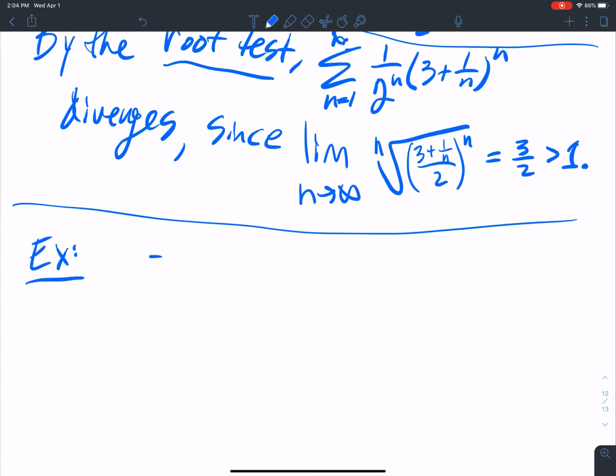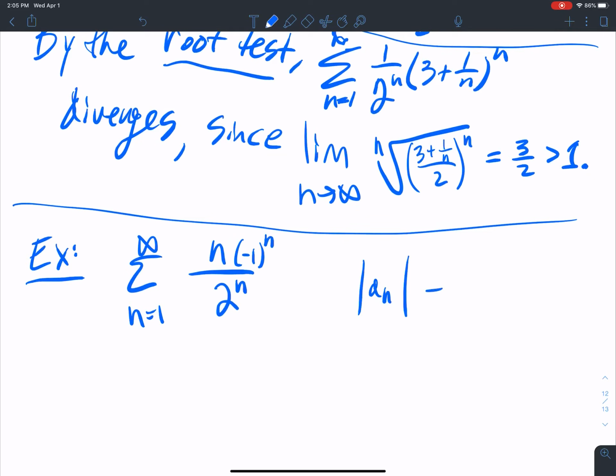Example: the series from n equals 1 to infinity of n times negative 1 to the n over 2 to the n. Let's look at the absolute value of a_n. This is equal to the absolute value of n times negative 1 to the n over 2 to the n. What does the absolute value do to this negative 1 to the n? Well, it just makes it go away. It turns into 1 to the n, which is just 1. And so I get n over 2 to the n.